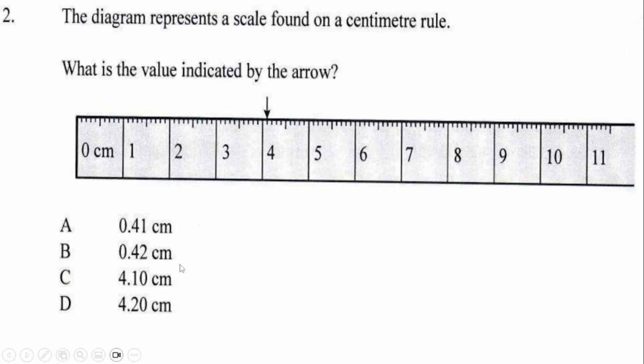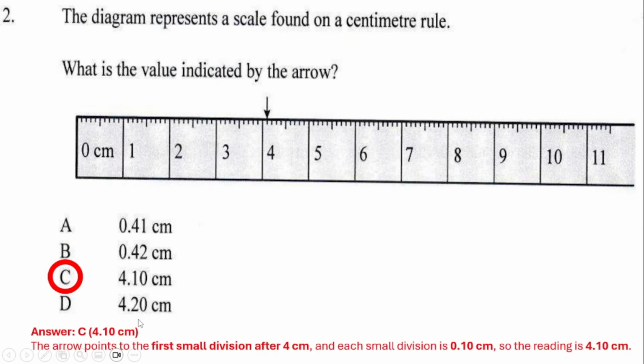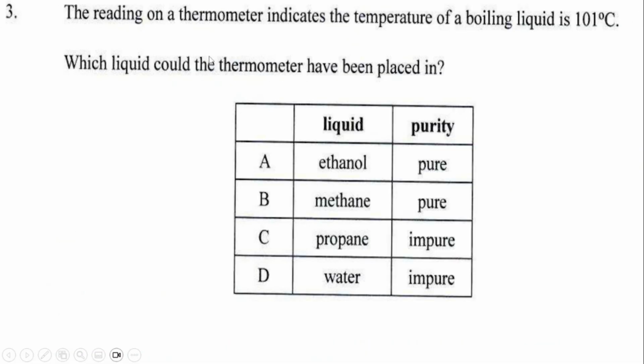So that means that the correct answer is definitely going to be C, 4.10 centimeters. And why? Well, the arrow points to the first small division after 4 centimeters. Each small division is 0.10 centimeters. So the reading is 4.10 centimeters, or 4.1 centimeters.